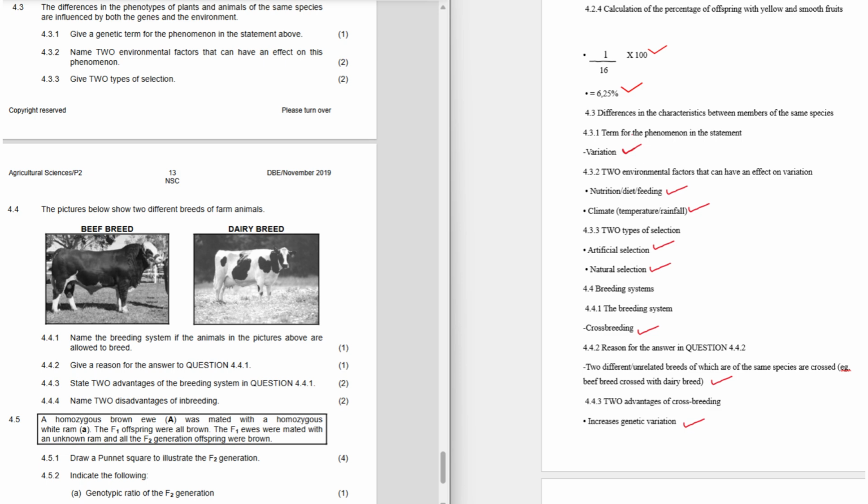6.4.3. The differences in the phenotypes of plants and animals of the same species are influenced by both the genes and the environment.